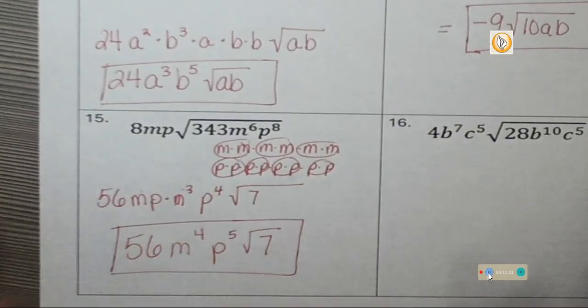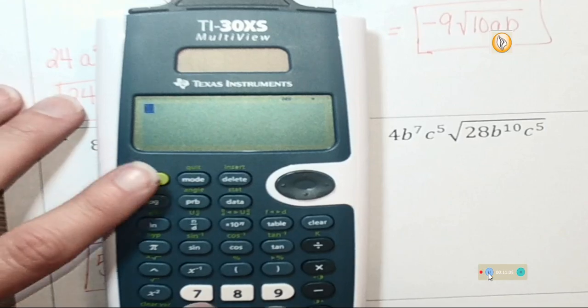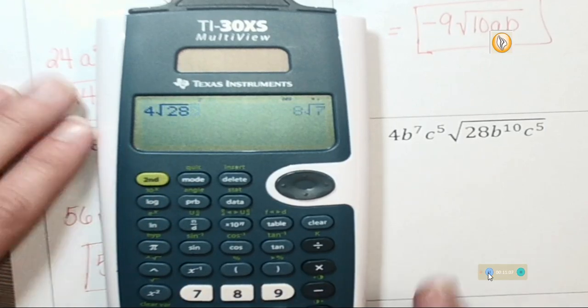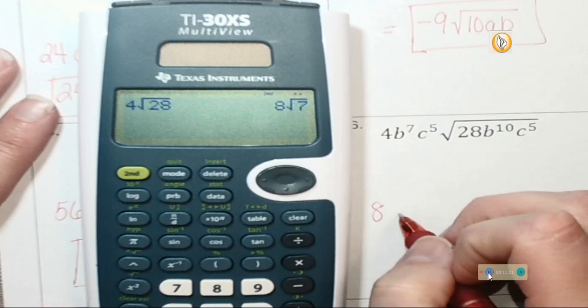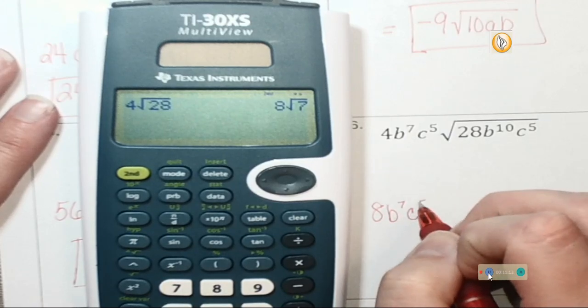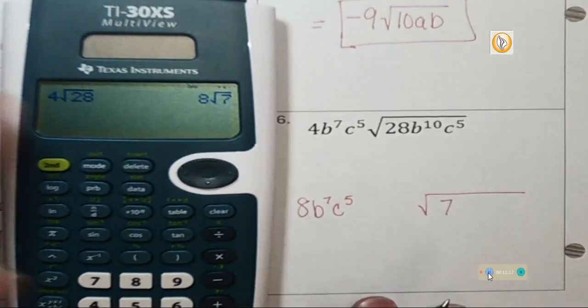All right, let's look at number 16. So we're going to type in the number part, 4 square roots of 28. And I'm going to do the same thing I've been doing. I'm going to leave 8. I'm going to bring down b to the 7th, c to the 5th. I'm going to leave a little extra room in case I have some variables.